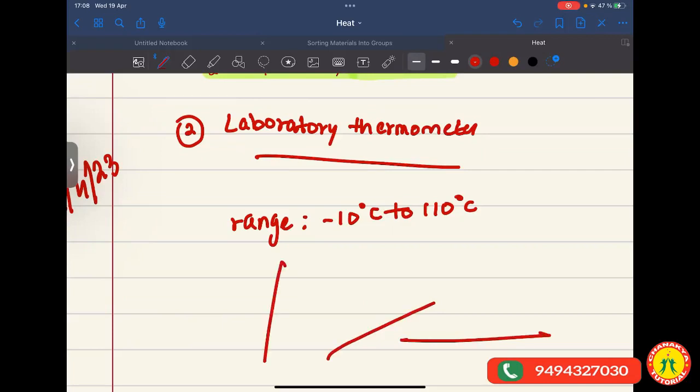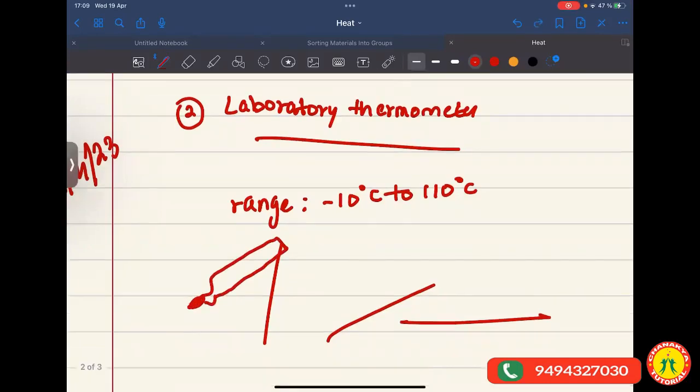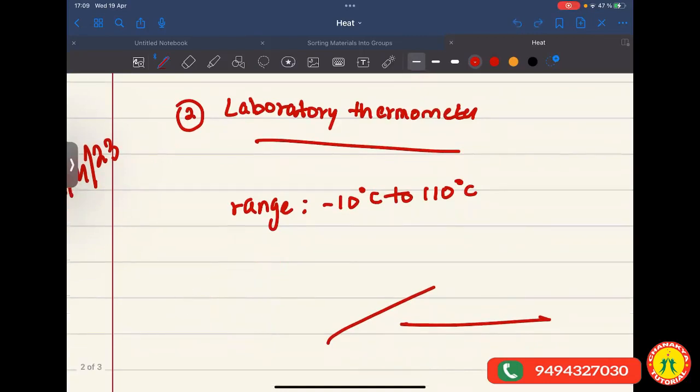Next is the bulb should be surrounded from all the sides by the substance of which the temperature is measured. So if you're keeping the bulb in the mouth, you can't just keep this half of the portion of the bulb inside your mouth and leave the rest outside. The whole bulb should be surrounded or covered by the portion that you're measuring. So these are the general precautions you need to take care of.